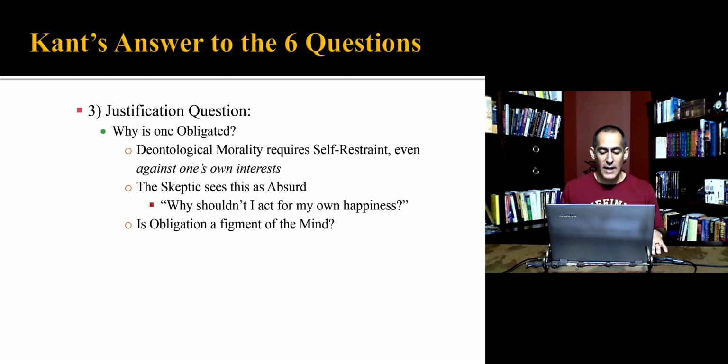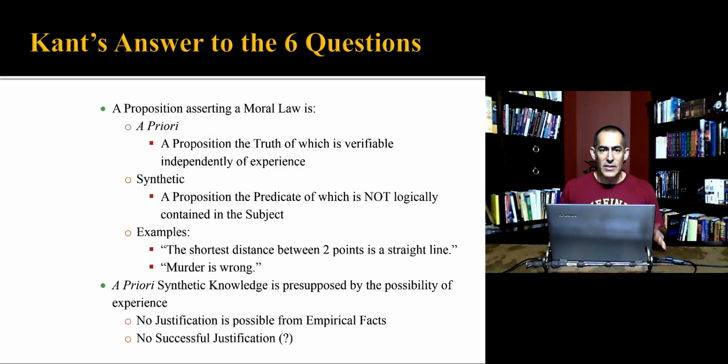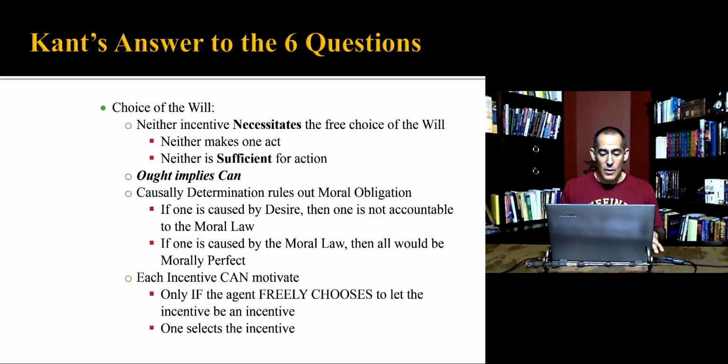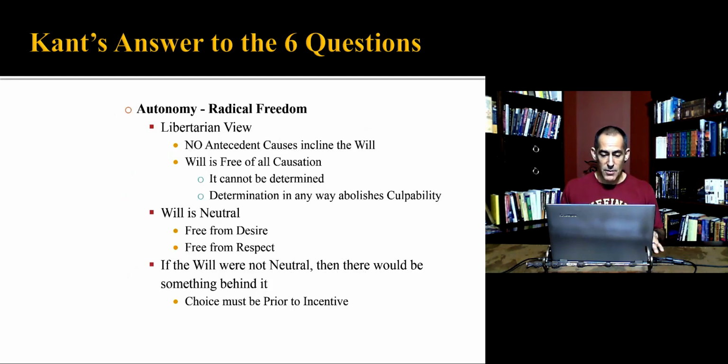The third is the justification question. Why are we obligated? And here we're going to be looking at this idea of an a priori synthetic judgment. What exactly does that mean? The fourth is the motivation question, where we're going to look at the basic incentives, whether we're going to be acting out of desire for happiness or respect for some kind of moral law.